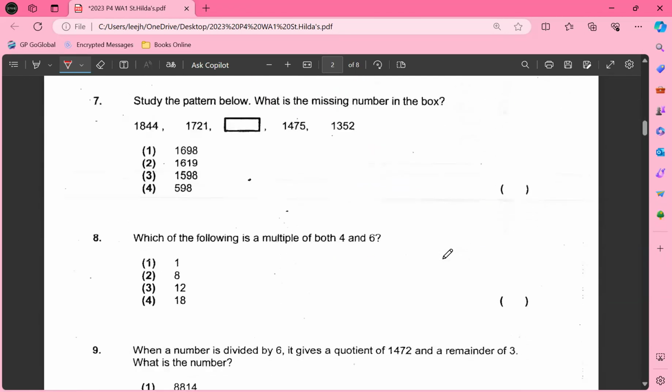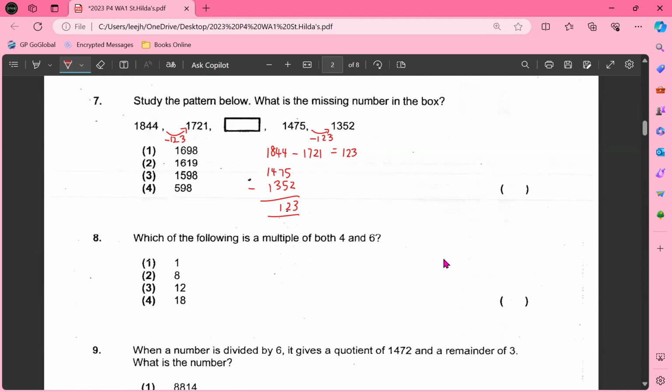Question 7, study the pattern below. What is the missing number in the box? If you look at this number pattern, you can see that the numbers get lesser gradually. But how much lesser? I'm going to subtract these two numbers, 1844 minus 1721. I'll get 123. So from this to the other number is a difference of 123. Let's check if this is also a difference of 123. 1475 minus 1352, does it give me a difference of 123 as well? This is 3, this is 2, this is 1. Yep, it's also minus 123.